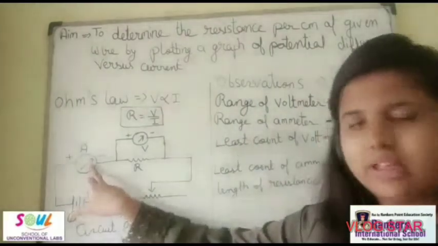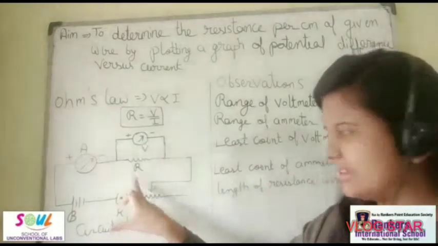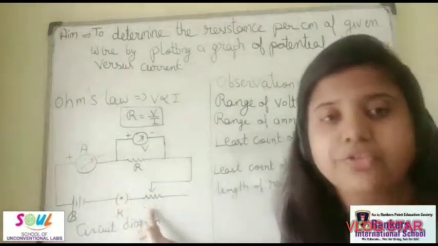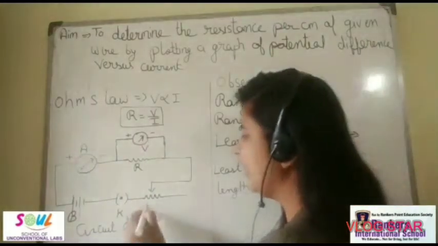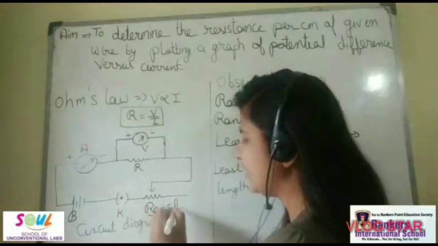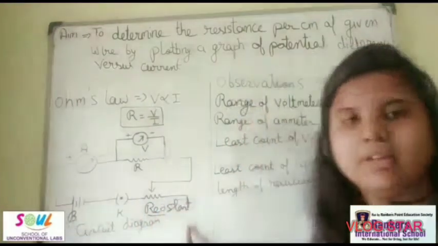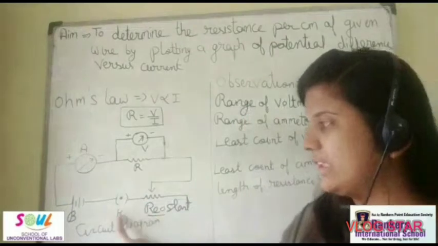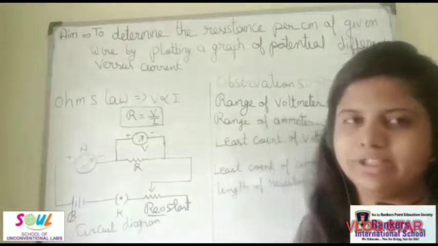We need an ammeter, a voltmeter, a resistance, a variable resistor which is called a rheostat, a key and a battery eliminator.